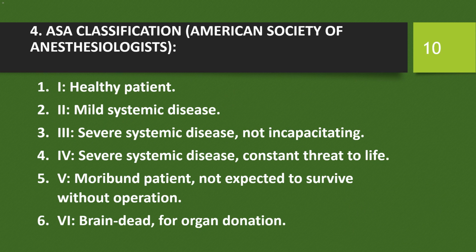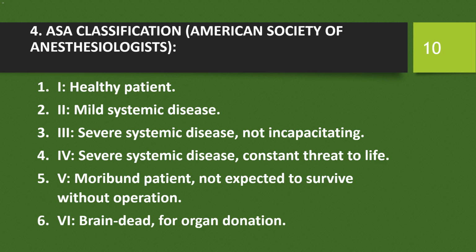4. ASA classification. 1. ASA I, healthy patient, patients with no significant medical conditions. 2. ASA II, mild systemic disease, patients with mild diseases that do not significantly impact daily life. 3. ASA III, severe systemic disease, not incapacitating, patients with severe diseases that impact daily life but are not immediately life-threatening.